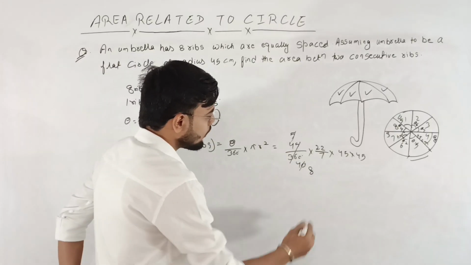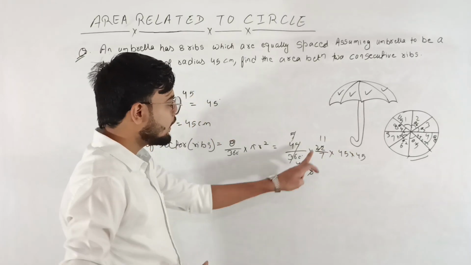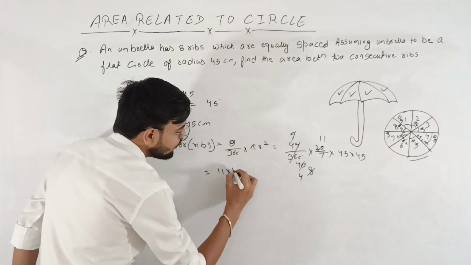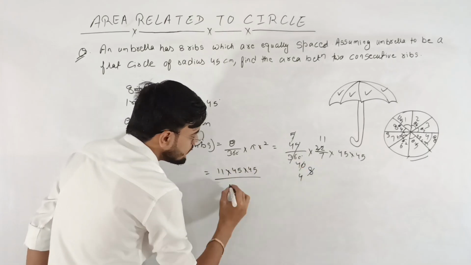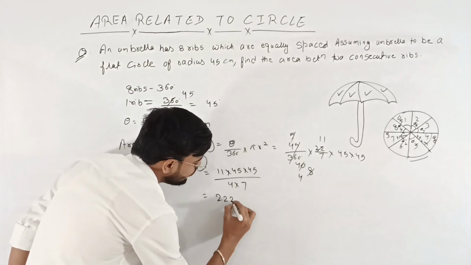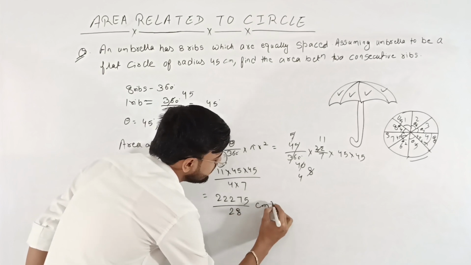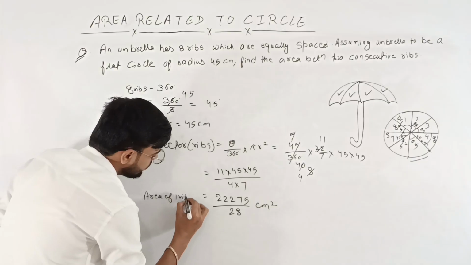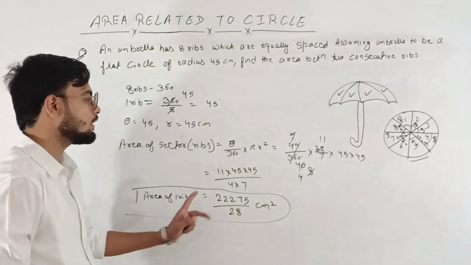So look here, this is cancelled. 11 2s are 22 and 4 2s are 8. Now we have 11 into 45 into 45 upon 4 into 7. After multiplying this, we get 22275 upon 28 centimeter square. Now this is the area of one rib, which is 22275 upon 28 centimeter square.